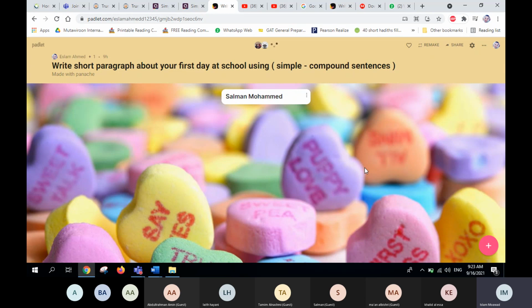The simple sentence is just one sentence. Okay, Ali is writing. That's a simple sentence. Ali is the subject and the verb is writing, the predicate.